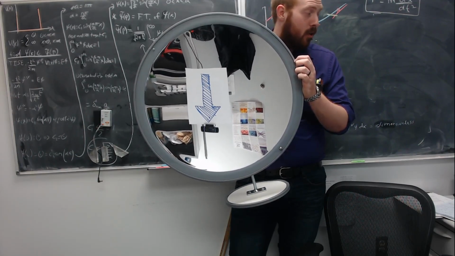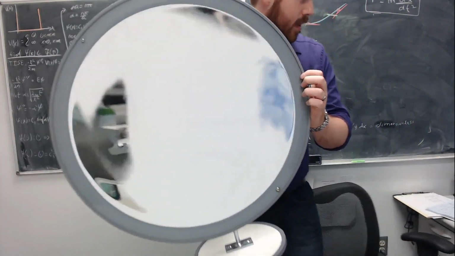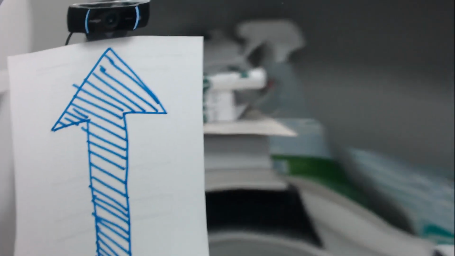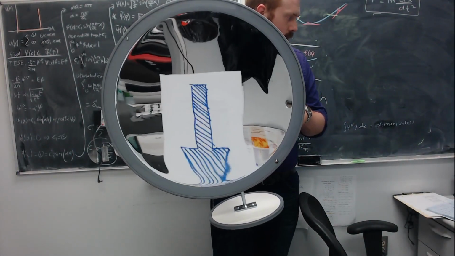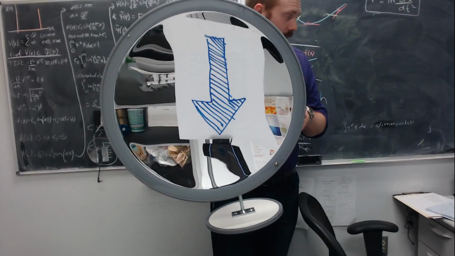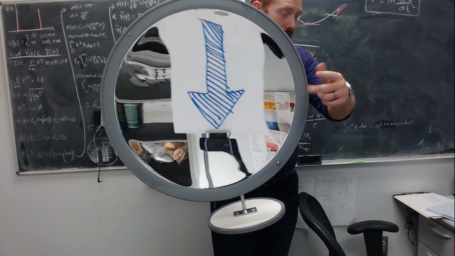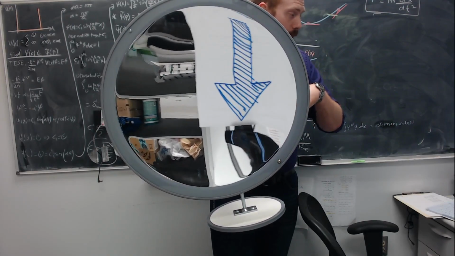Now let me bring the mirror closer to the camera. Let's come in. No tricks here, but that arrow has suddenly started pointing up. Let's zoom out again. Find it. There's the arrow upside down. So, the distance between the mirror and the observer will change what type of image you see.